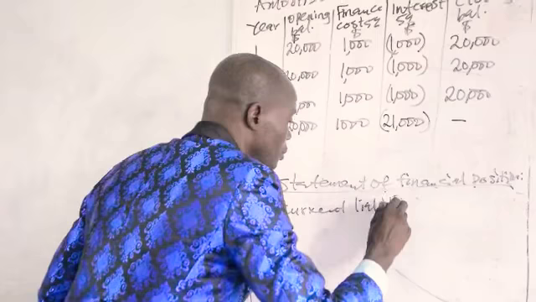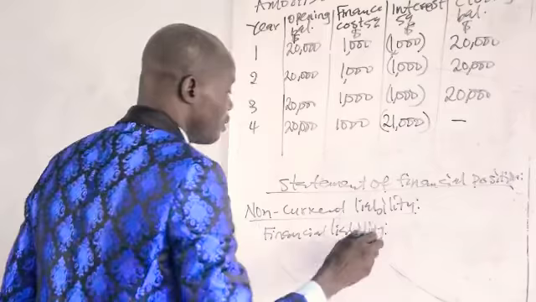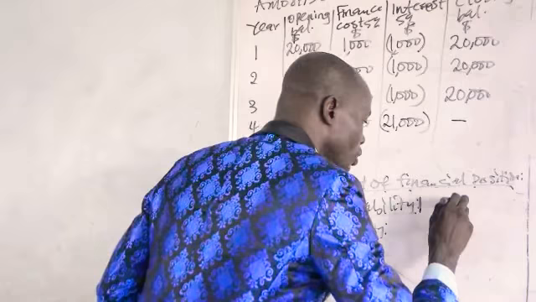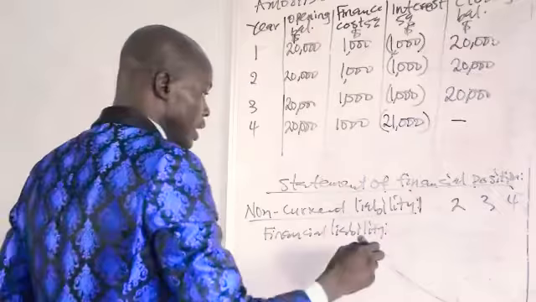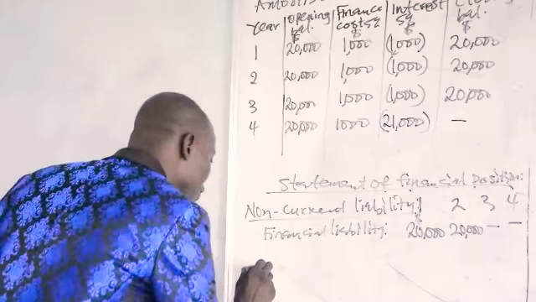We have the financial liability. There are 4 years involved: year one, year two, year three, year four. 20,000 will be reported as a non-current liability in year one. In year two, 20,000. Then we also have current liability.